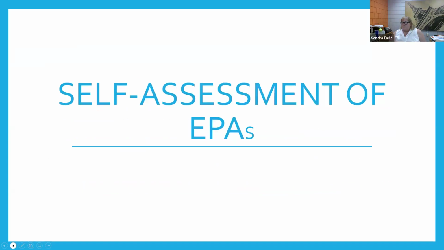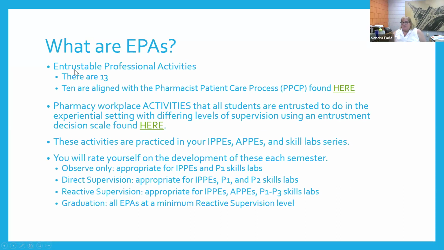So, self-assessments of EPAs. EPAs stand for Entrustable Professional Activities. There are 13 of these. 10 of them are aligned with our pharmacist patient care process. These are another acronym that you're going to hear, PPCP, which is just basically how we organize, how we think about taking care of a patient. You can look at that here if you click on this link.